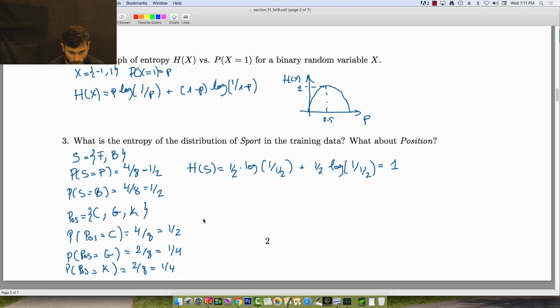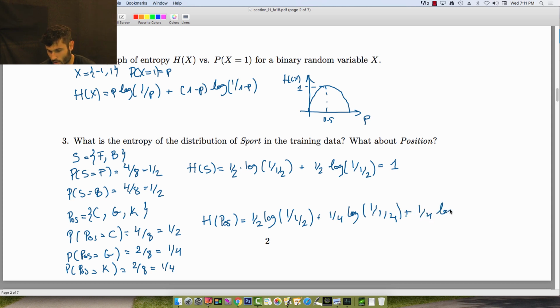So now we can compute the entropy of position, and this will be 1 over 2 times log of 1 divided by 1 over 2, plus 1 over 4 times log of 1 divided by 1 over 4, plus 1 over 4 again times log of 1 divided by 1 over 4. And this gives 3 divided by 2.